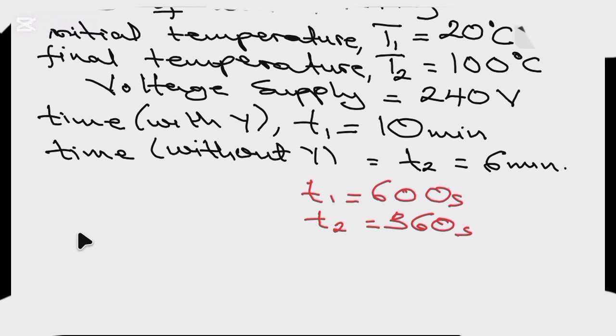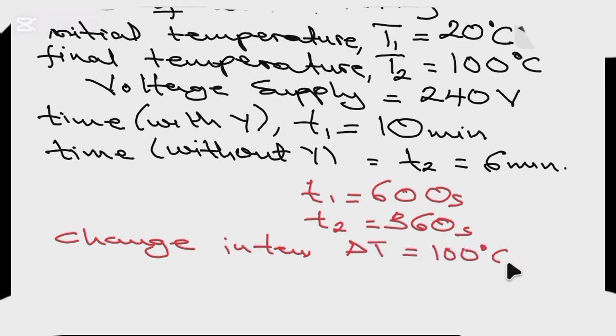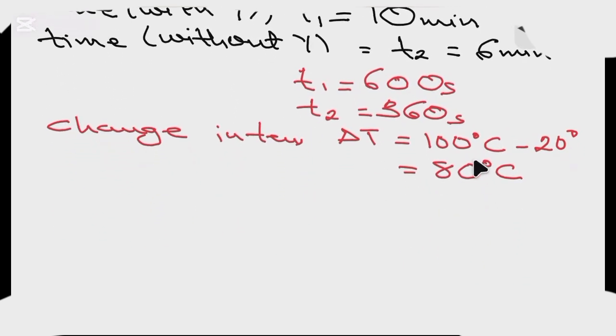Another most important one is we have initial temperature and final temperature. We have to find the change in temperature, which is our delta T. That will be 100 degrees Celsius minus 20 degrees Celsius, that will be 80 degrees Celsius. So basically, we've not done anything. These are just information given in the question.